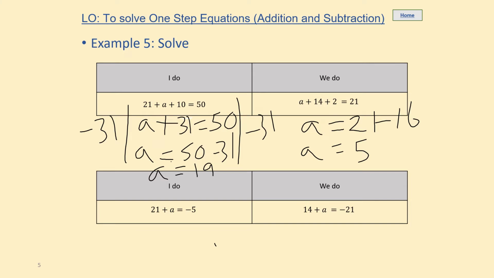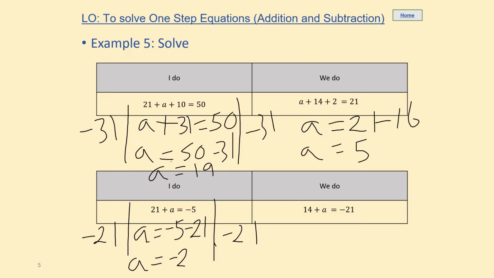Let's do the next one. 21 plus A equals negative 5. So we need to take 21 from both sides. So A will equal negative 5, subtract another 21. So it's going to become more negative. So A equals negative 26.